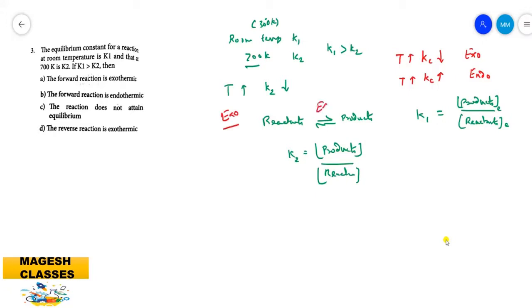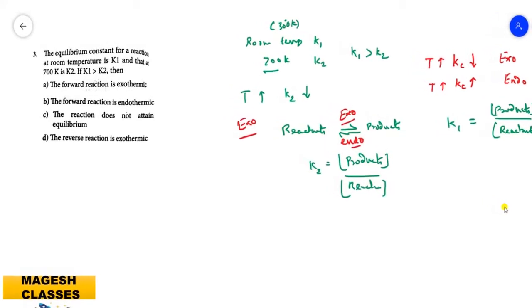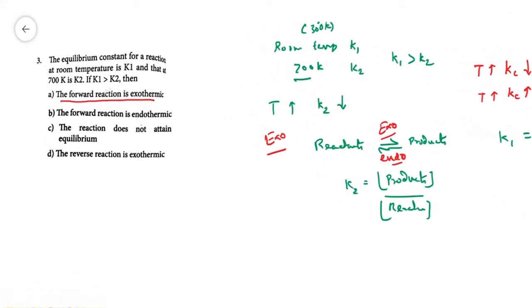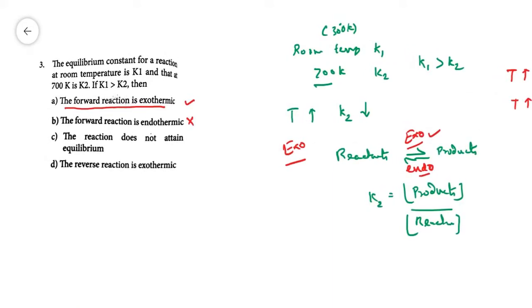So the forward reaction is exo, the backward reaction is endo. Using this data, the forward is exo and the backward is endo. So the first case, the forward reaction is exothermic, is the correct statement. And the forward reaction is endothermic; the backward reaction is endothermic; the reaction does not attain equilibrium. It attains the equilibrium, then only you get the equilibrium constant. The reverse reaction is exothermic. So these two are opposite.